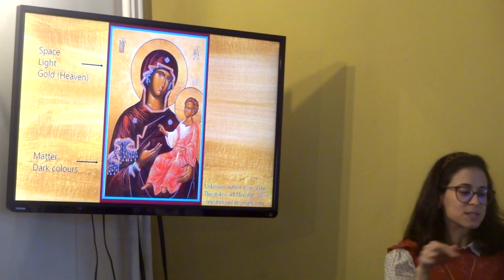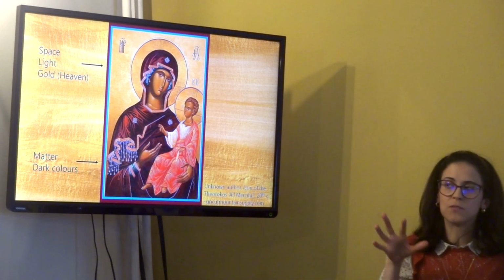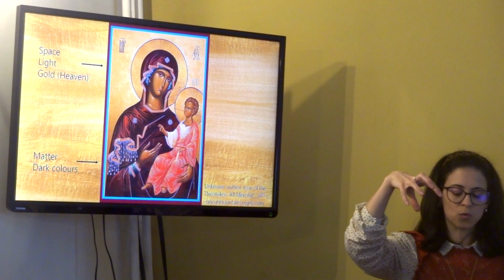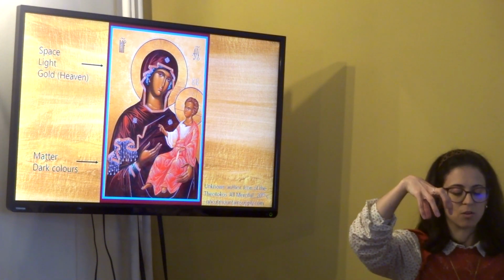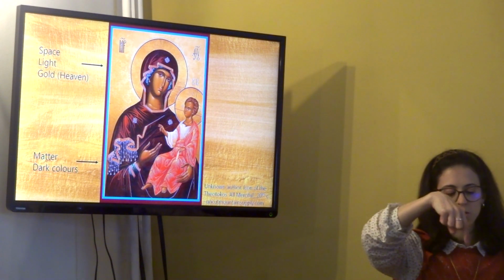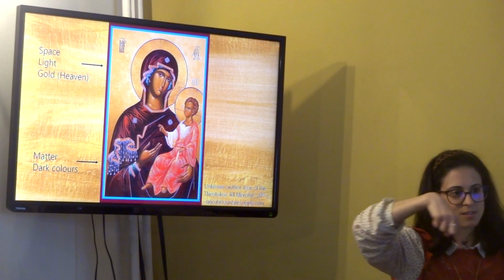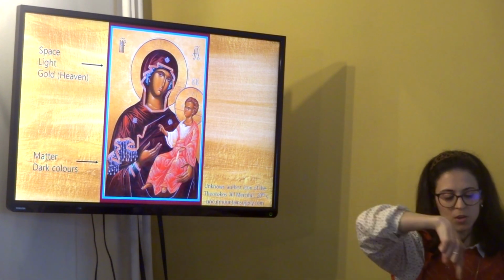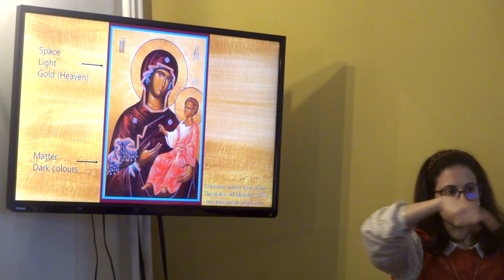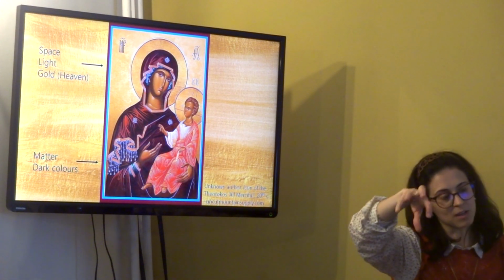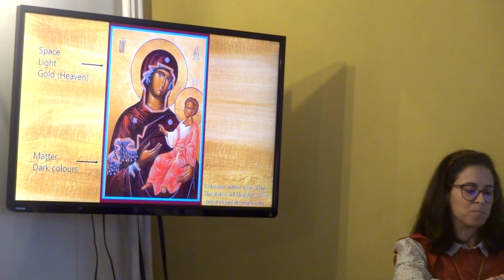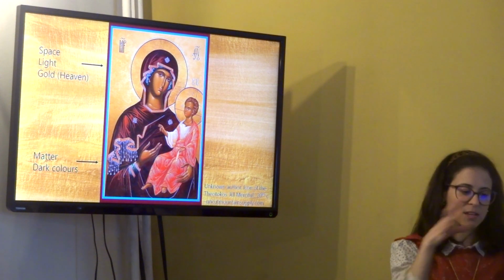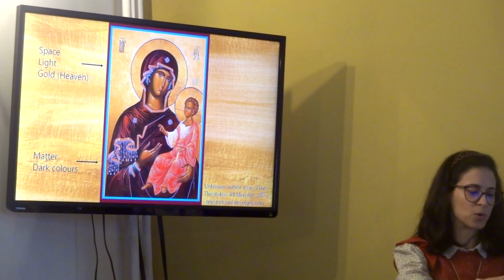4 cardinal points, and also if you think if you reflect a light on a square surface, you will see there's a circle of light in the middle. So if you point a torch on a table, you will see the circle of light in the middle, and then the corners of the table will be darker. And that signifies the darkness of our world.